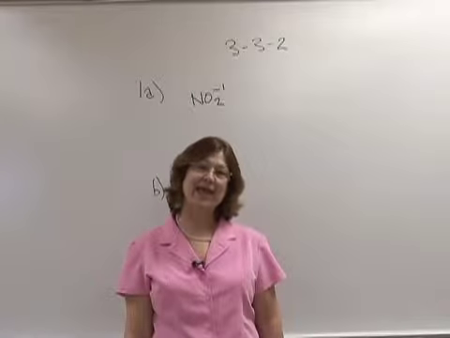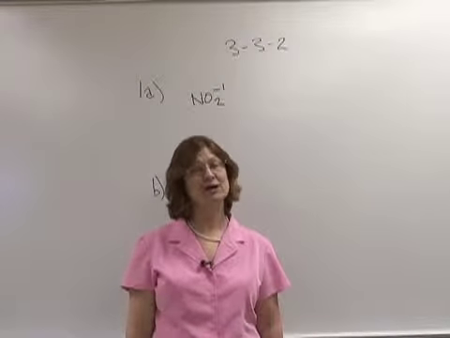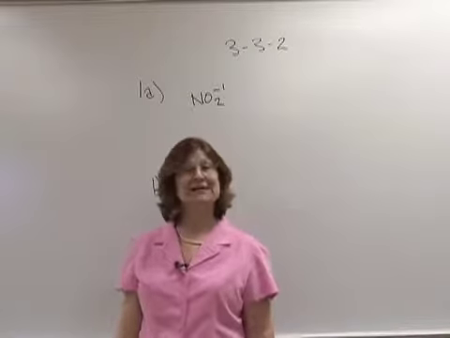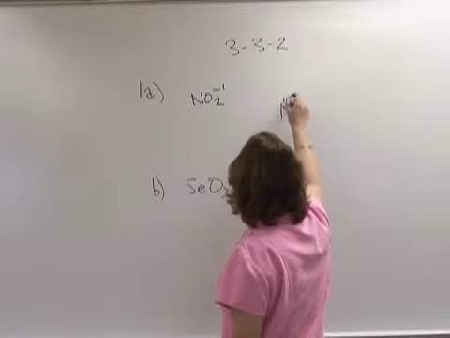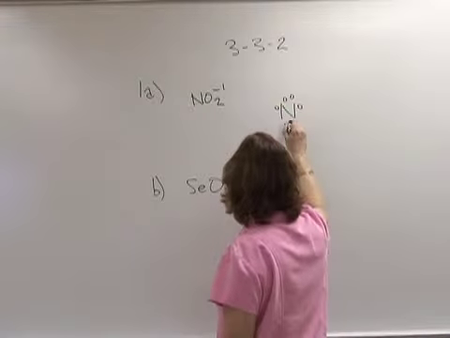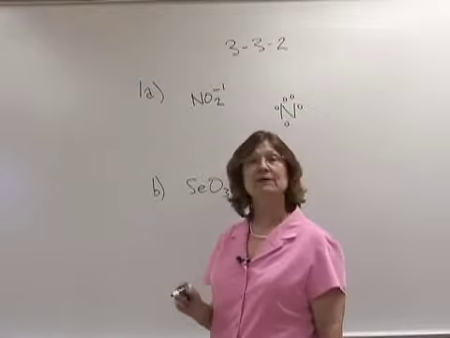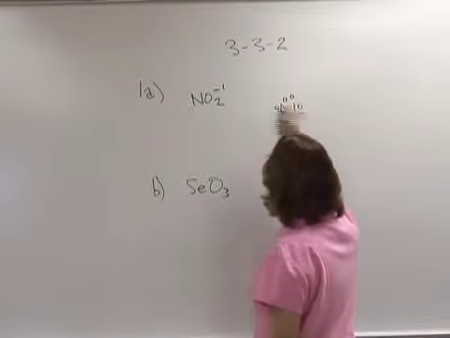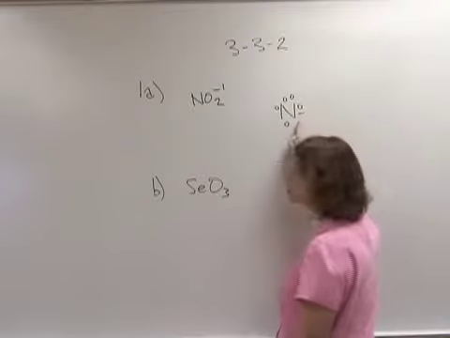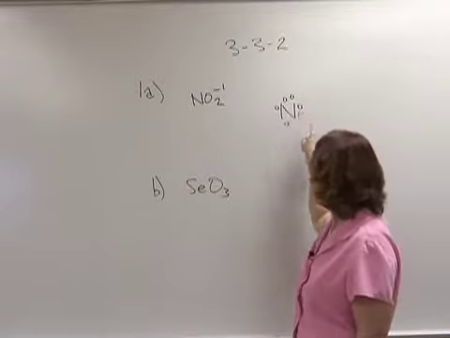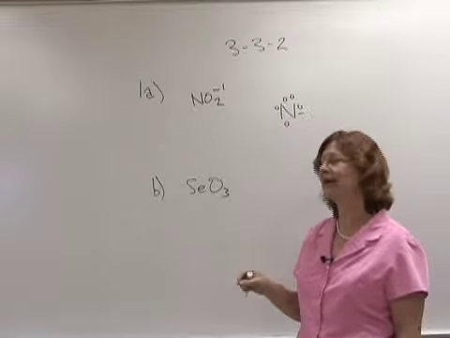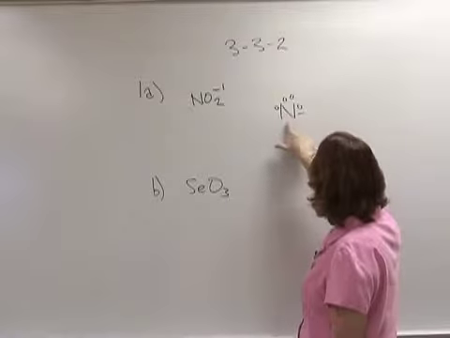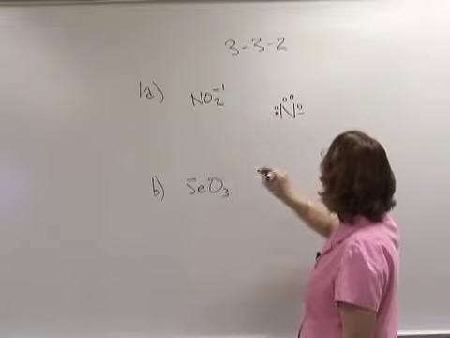In 1A, we have the nitrite ion, and the nitrite ion has a negative one charge. So nitrogen has 5 electrons, and then it gained one from the charge. This negative one is my charge on the nitrogen, and I add that to the central atom and show it as a negative so that I know I took care of that. Now I'm going to move this dot over here.